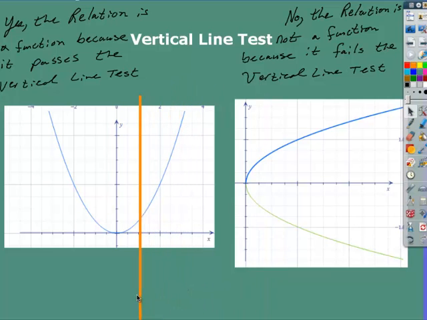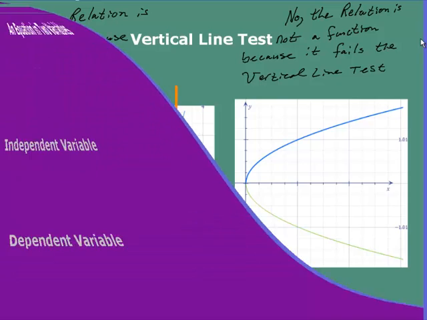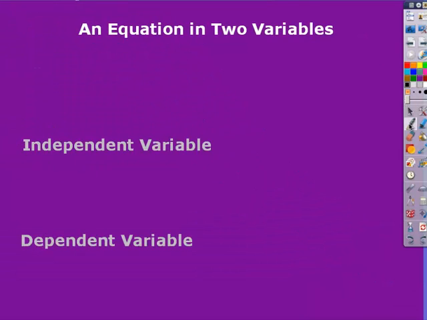Over here, everywhere I can drag this vertical line, we're only crisscrossing or intersecting the graph one time. That means that what I have is, in fact, the graph of a function. Okay, an equation in two variables. We've already talked about this.